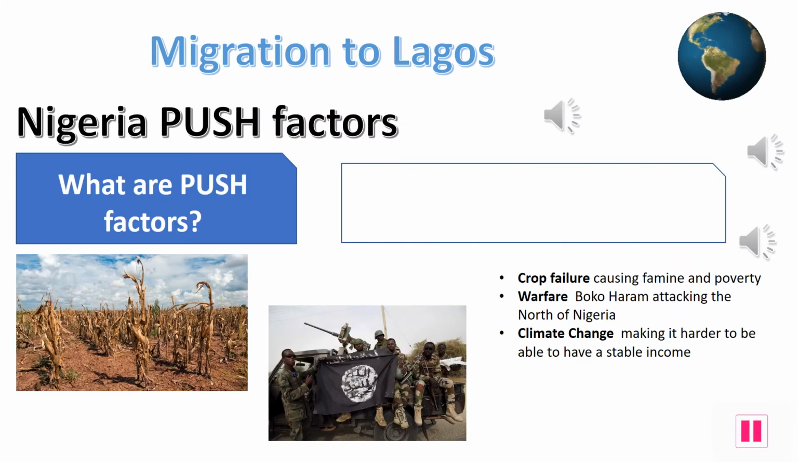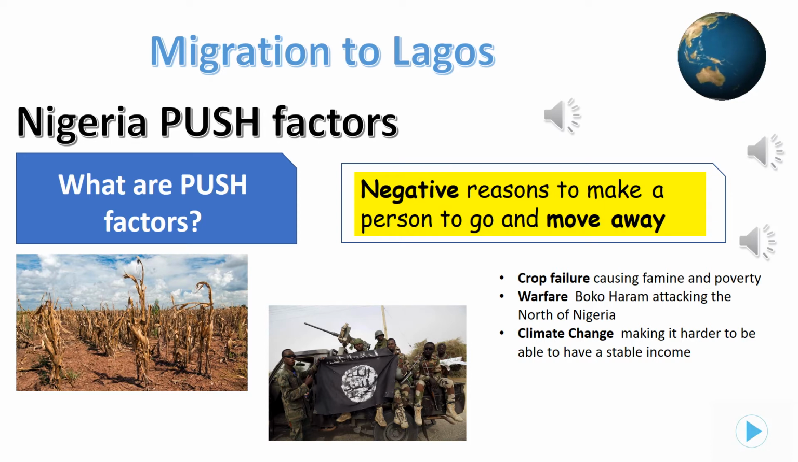When talking about migration, geographers focus upon push and pull factors. It's important that you know these terms, so we have here the push factor set out like a revision card. Push factors are negative reasons that make a person move away. These problems make the quality of life so poor that people decide to leave.